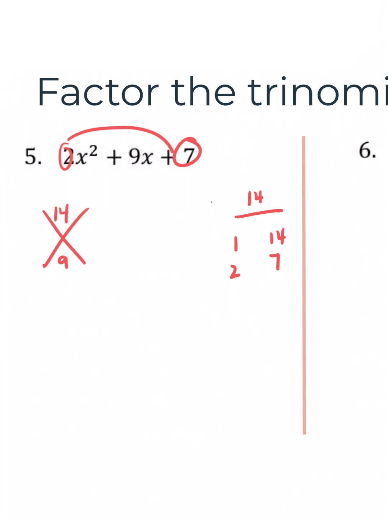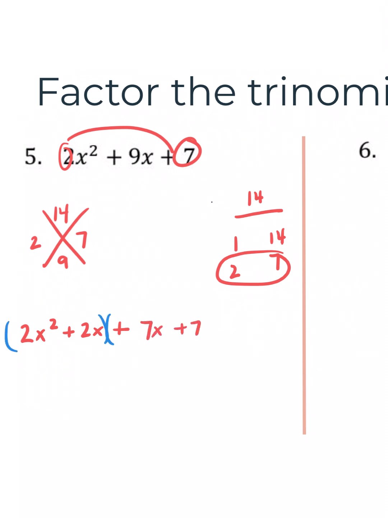Okay, all of these are positive, so everything can remain positive. The only thing that makes that 14 are that 2 and that 7. So I'm going to put a 2 here, 7 here. I'm going to rewrite 2x squared plus 2x plus 7x plus 7. I'm going to chunk these two.